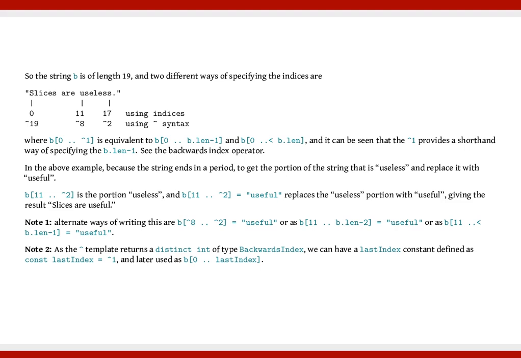Note 2. As the template returns a distinct int of type BackwardsIndex, we can have a lastIndex constant defined as const lastIndex = ^1, and later used as b[0..lastIndex].